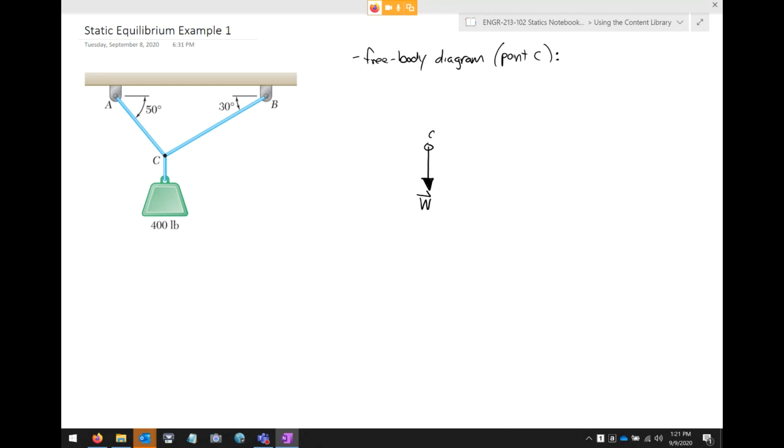In order for that weight to not move, I'm going to have some forces acting upward, and that's where these cables come in. So I've got these two cables, one that goes like that, one that goes like that. We'll call this TBC, we'll call this TAC.